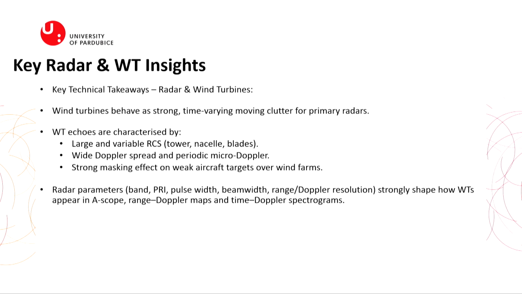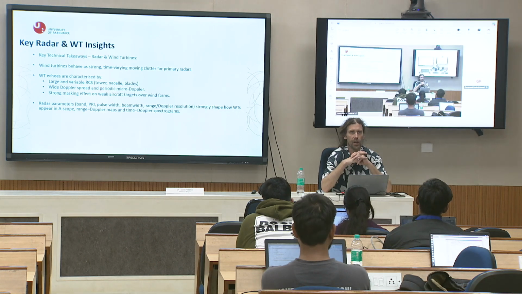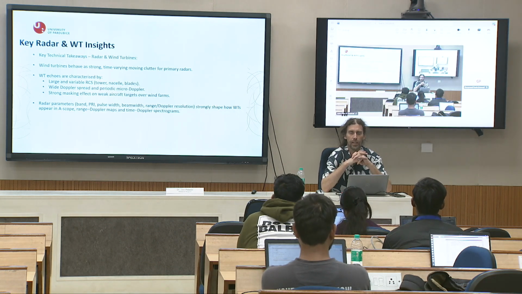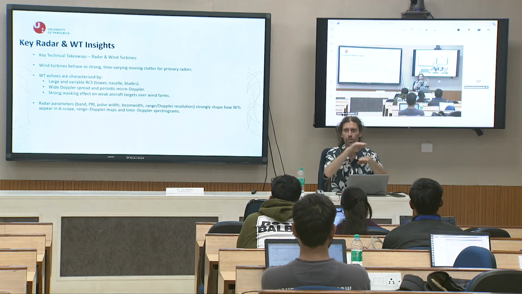So weak targets could be masked or just disappear from your radar, and it could be a very dangerous situation. Imagine that you have some small aircraft around a wind farm and now you lose both of them and you can't control where they are, so it could be dangerous.